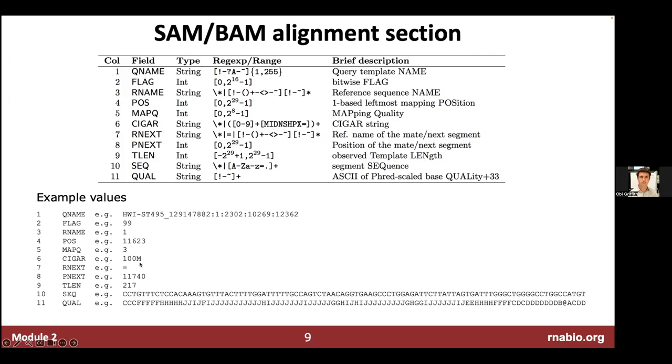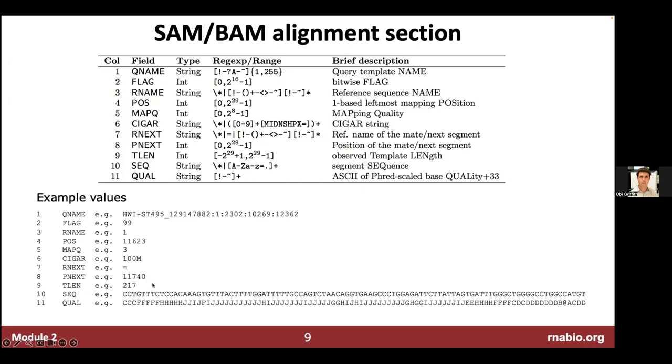Then there's a CIGAR string. We'll also talk in more detail about this. It basically gives a very compact way of describing the alignment. And then you have information about the mate pair. If this is paired-end sequencing, it's going to tell you where the read's pair is aligned to. In this case, the equals sign is telling me that it's also on chromosome one and then at this position. If you look at the two positions, this seems sensible for a read pair, right? They're both aligned to chromosome one and they're, I don't know, a few hundred base pairs apart.